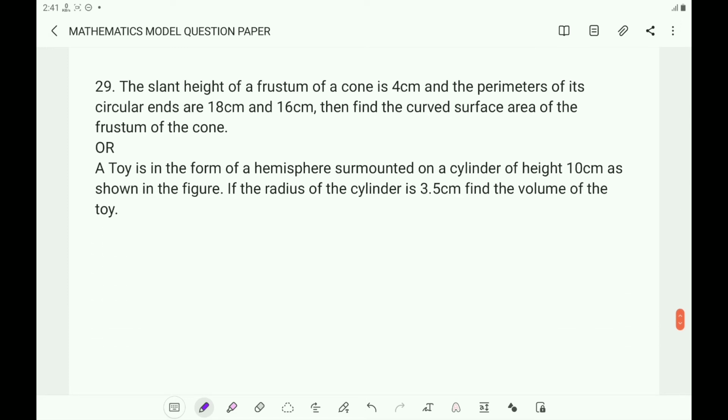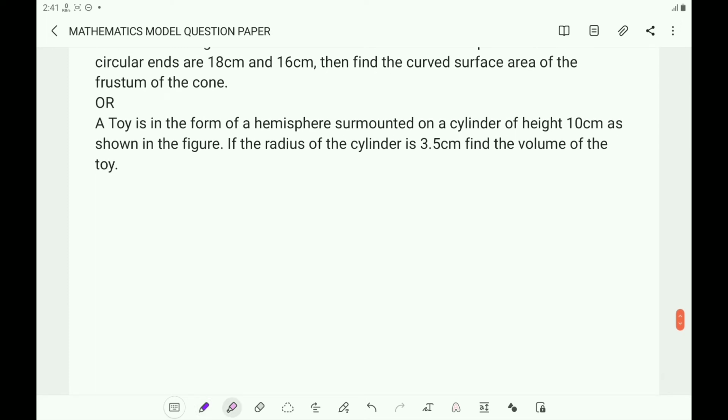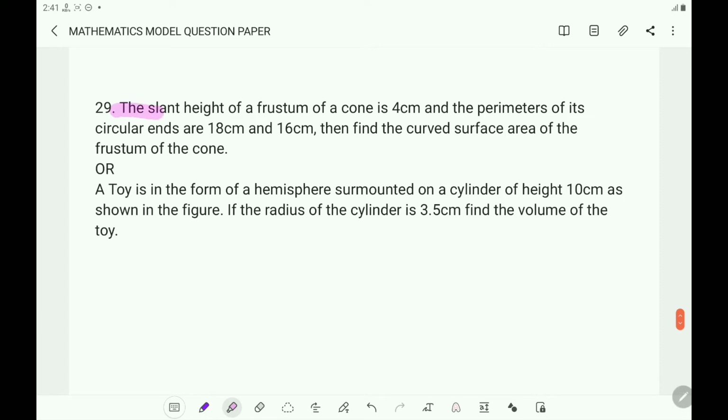Question number 29. The slant height of a frustum of a cone is 4 cm and the perimeter of its circular ends are 18 cm and 16 cm. Then find the curved surface area of the frustum of the cone. Our question is there. It is a choice question.